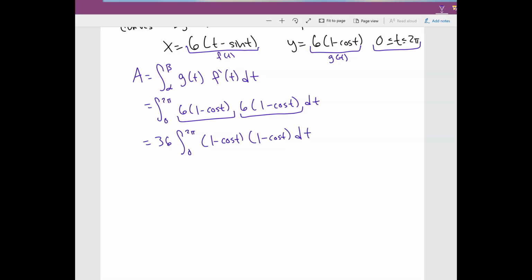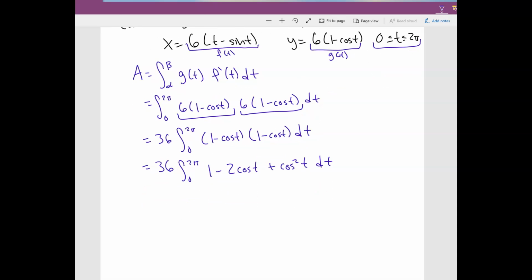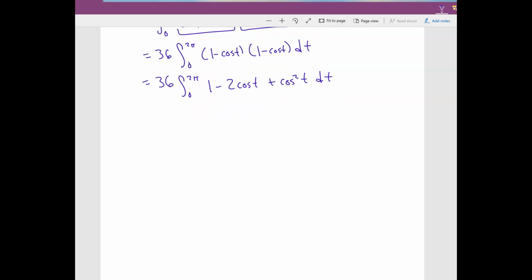So let's FOIL this thing out. So this is going to be equal to 36 integral from 0 to 2 pi. FOIL this out, I'm going to have 1 minus 2 cosine of t plus cosine squared of t dt. And now what you want to do is notice that you have this cosine squared of t. One way that we can do this is rewrite it using the half angle formula.